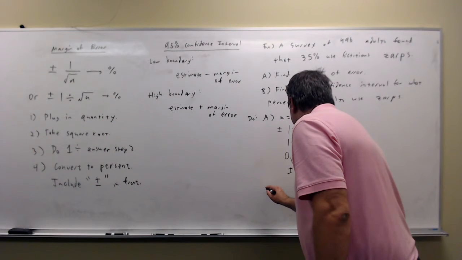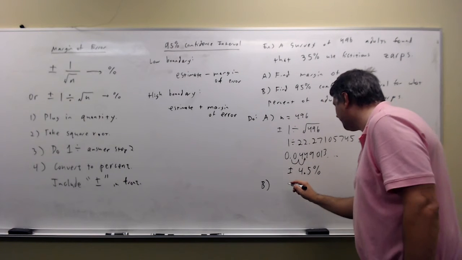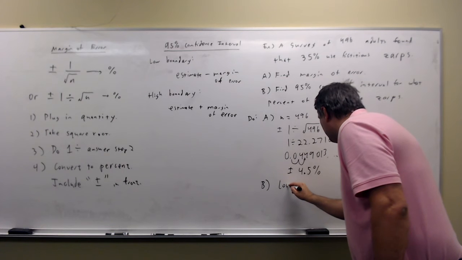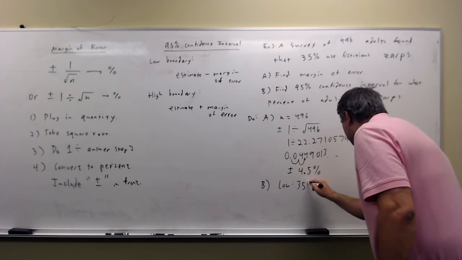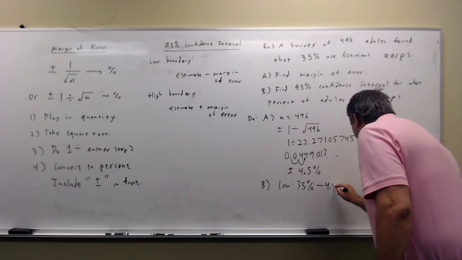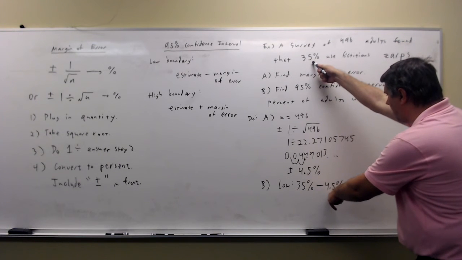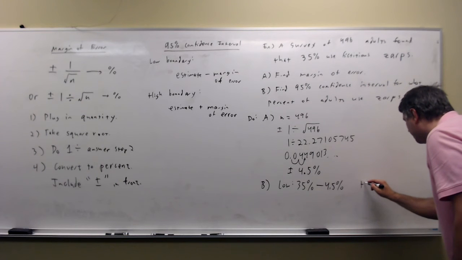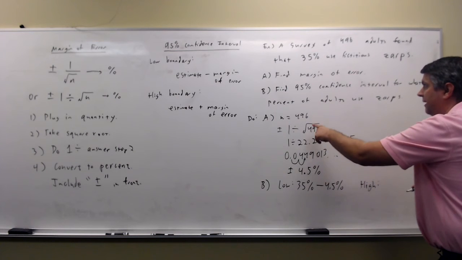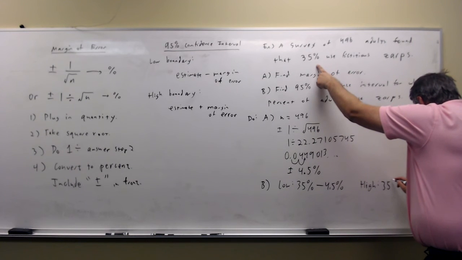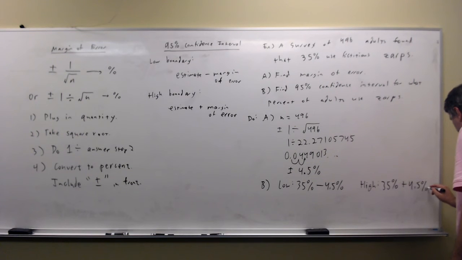Okay, so B. I'm working on a 95% confidence interval. So the low is going to be the 35% minus 4.5%. So your estimate minus the margin of error, and your high value will be your estimate, 35%, plus your margin of error.